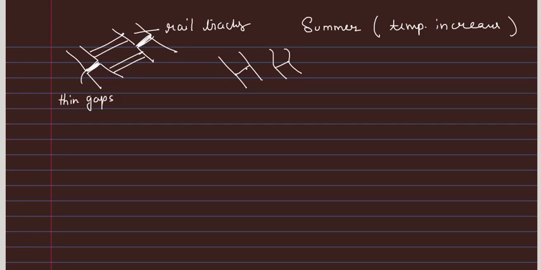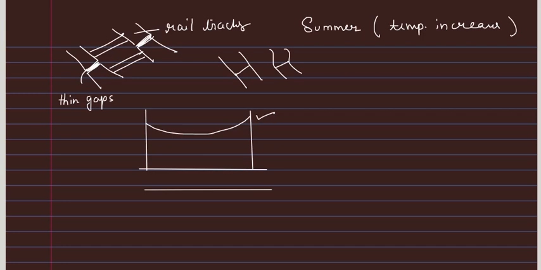Similarly, you will find that telephone and electric wires are kept sagging in between the poles in order to prevent them from snapping during winter. If you have two poles like this, so this is the road and these are the two poles, then this is how the wires are attached. This is the correct way. We will never find it attached exactly like this.